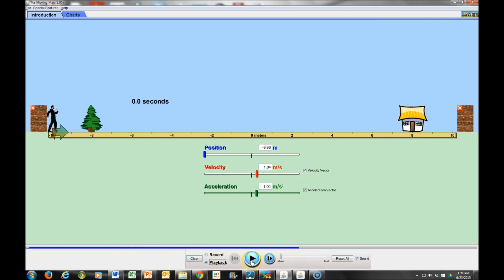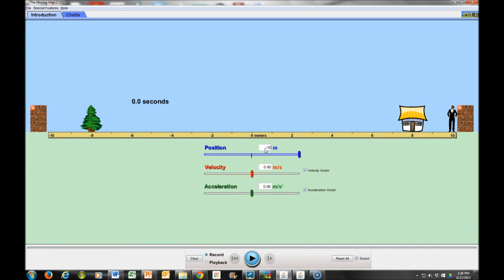Let's go ahead and play it back in slow motion one more time. So you can see he's moving faster and faster and faster. And if you look at the red arrow, notice the red arrow keeps getting bigger and bigger because he is increasing in speed. Okay, so this was case number 1. Let's take a look at another case. Let's look at case 2.